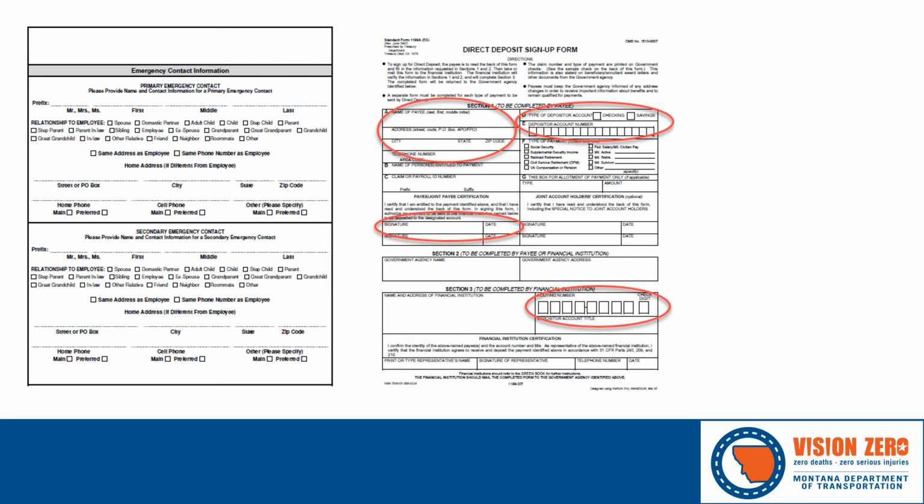The direct deposit sign-up form may be your favorite form. Please make sure that on this form you include your name, your depositor account number, your signature, your routing number, and the name of your financial institution. If we have all of those fields filled out on this form, we can direct deposit your paycheck. Otherwise, you'll be receiving a paper check in the mail.